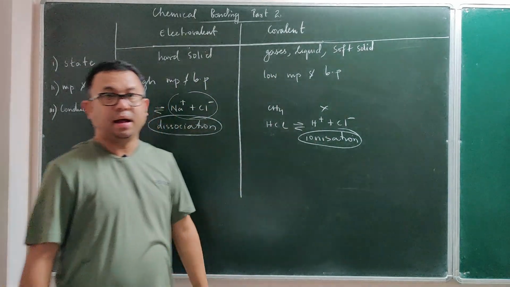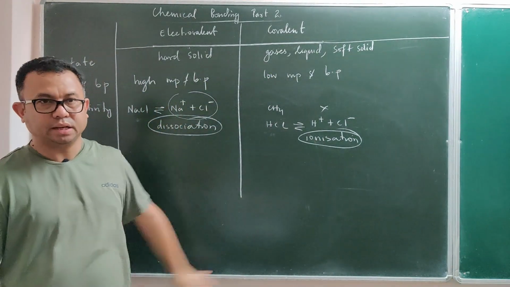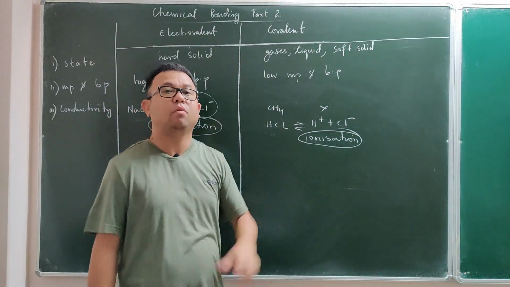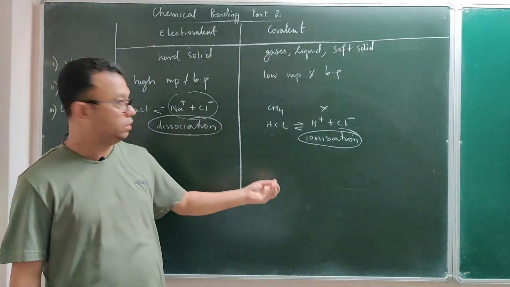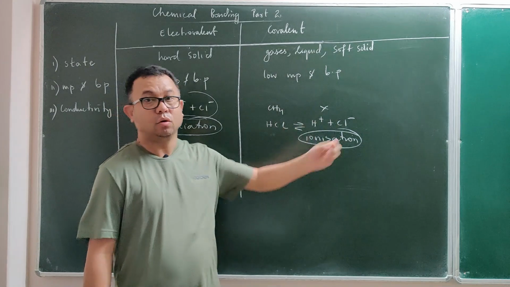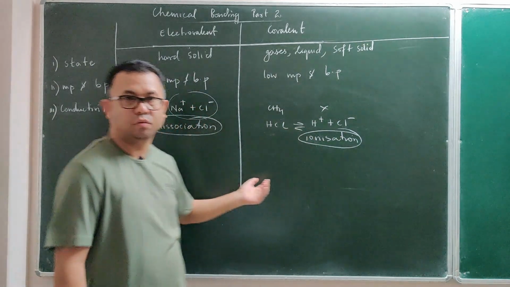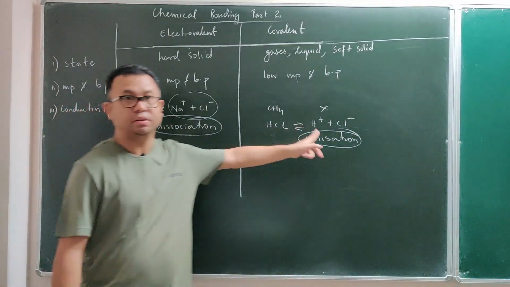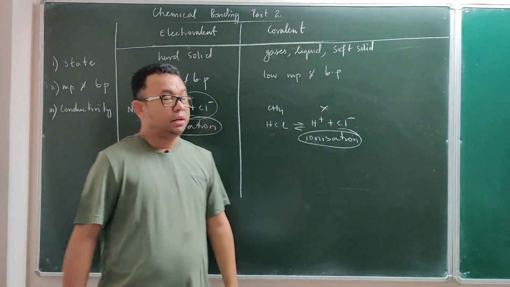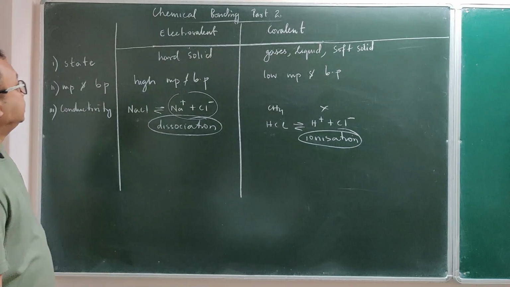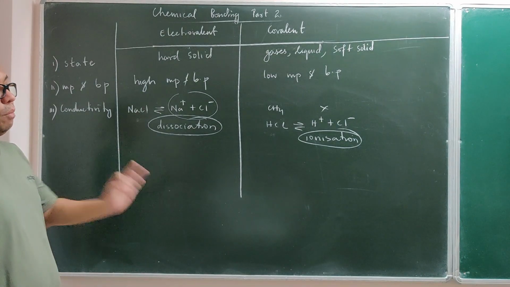Covalent compounds are bad conductors of electricity. They don't conduct electricity at all because they don't have ions. Then what do they have? They have molecules. Since molecules are present, they don't conduct. Again, a reminder that polar covalent compounds are an exception. Polar covalent compounds can conduct electricity because even they can form ions. This is the difference in properties between electrovalent and covalent compounds.